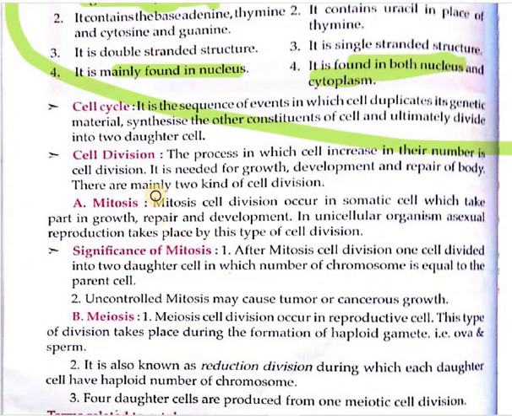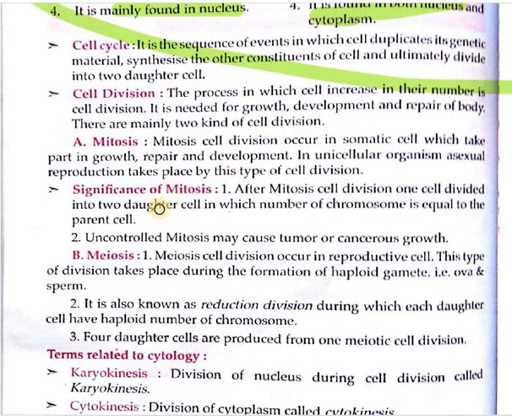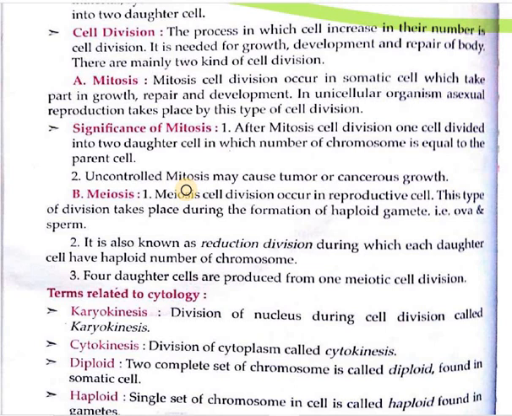Now we will move to the cell cycle. It is a sequence of events in which a cell duplicates its genetic material, synthesizes the other constituents of the cell, and ultimately divides into two daughter cells. Cell division is the process in which cells increase in number. It is needed for growth, development, and repair of the body. There are mainly two kinds of cell division: mitosis and meiosis. Nobody asks about mitosis and meiosis, so this is not important.